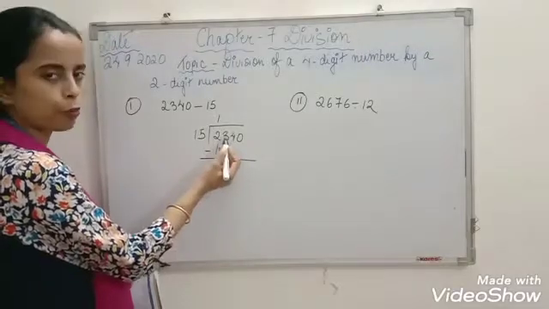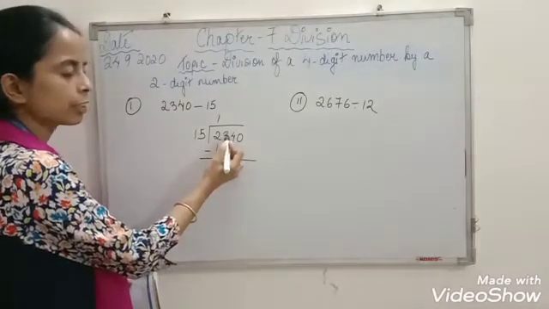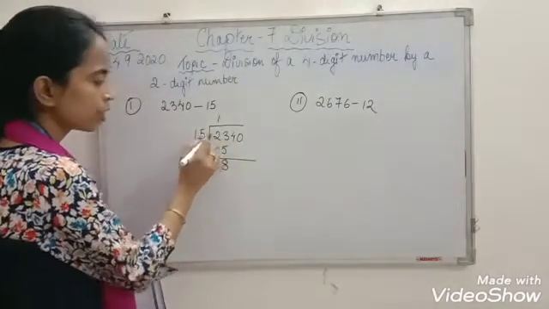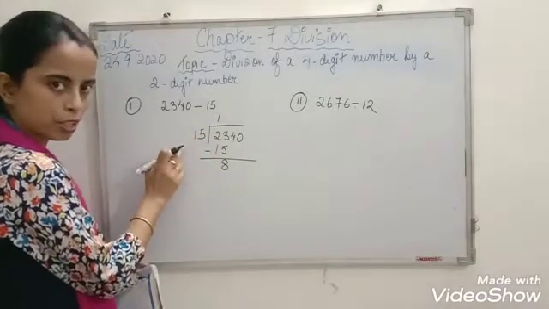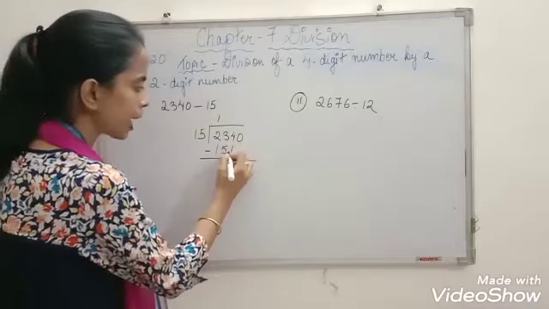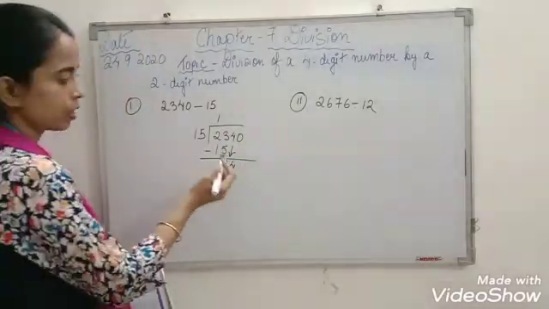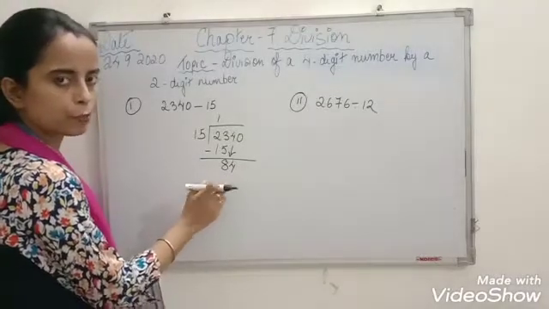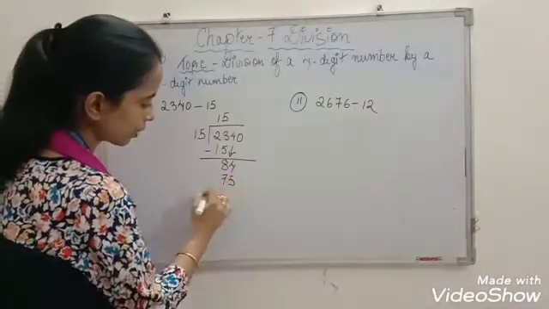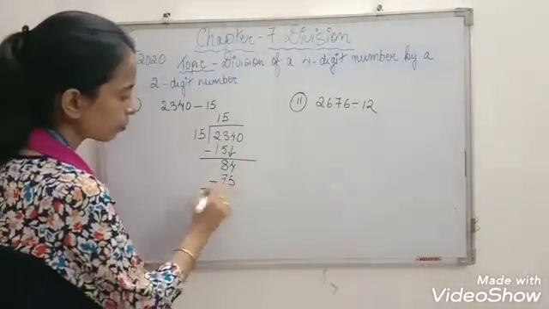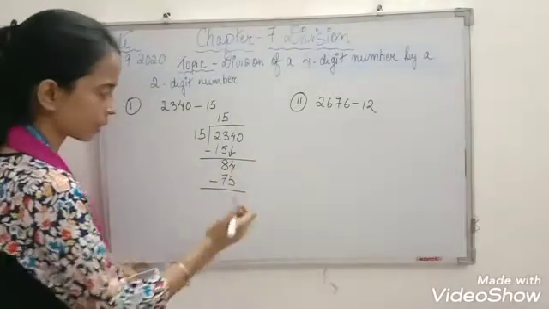So we cannot subtract 5 from 3, so we'll do borrowing from the tens place. 13 minus 5, 8. Here 1 minus 1, 0. Now 8 we cannot divide by 15, it's smaller. So we'll bring down the next number, that is 4. Now we will find the number less than or equal to 84. 15 into 5, 75. We cannot take more than 84, otherwise we won't be able to subtract.